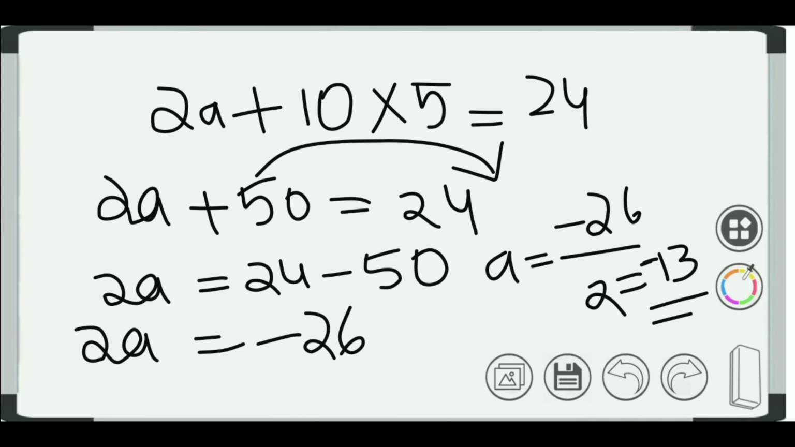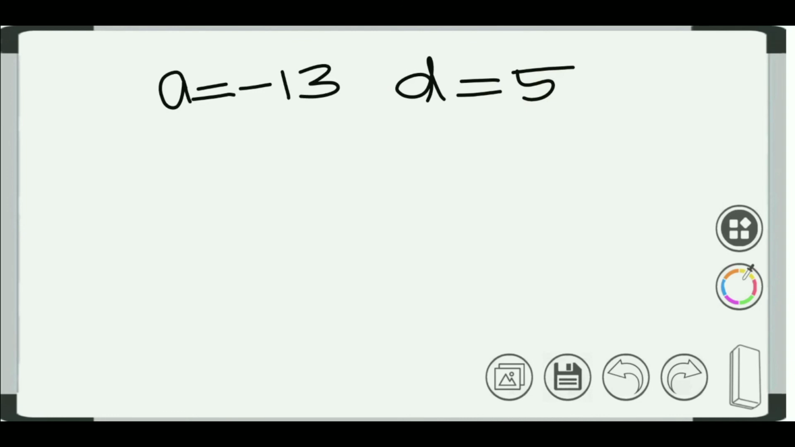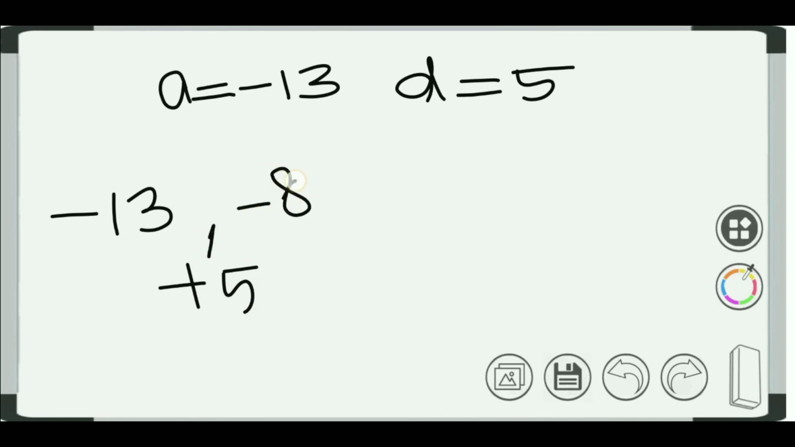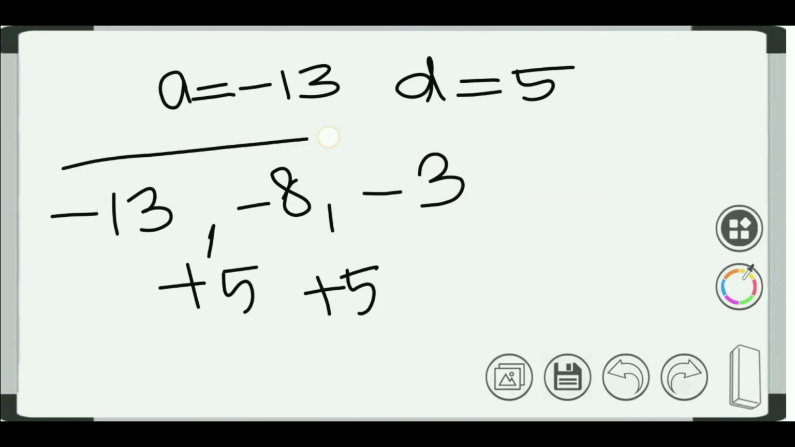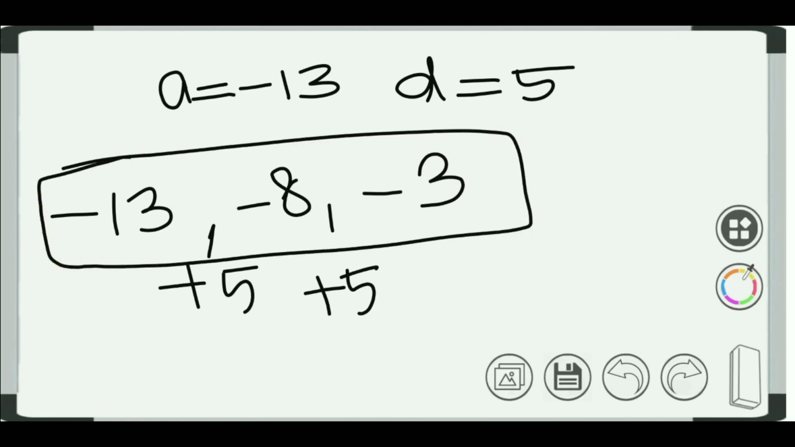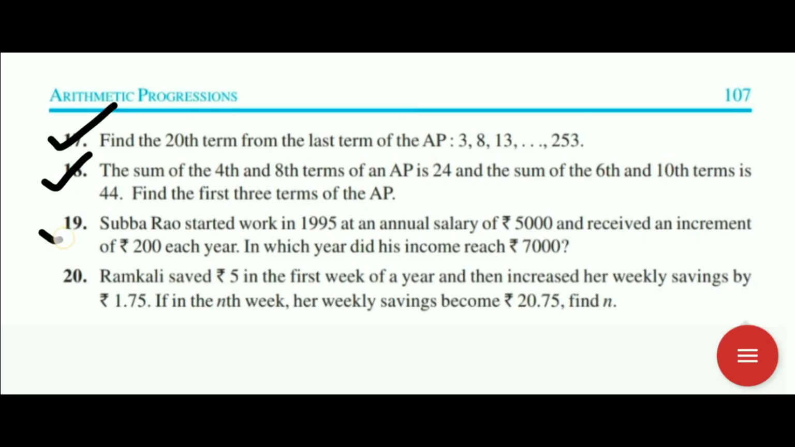D value is 5. So, you can form the AP. You can find the first 3 terms of AP. A is equal to minus 13. D is equal to 5. Can you form the AP? First term will be minus 13. Right? Plus common difference 5, minus 8. Again plus common difference 5, minus 3. You have formed the AP by using A value and D value. You can just add the common difference 5.